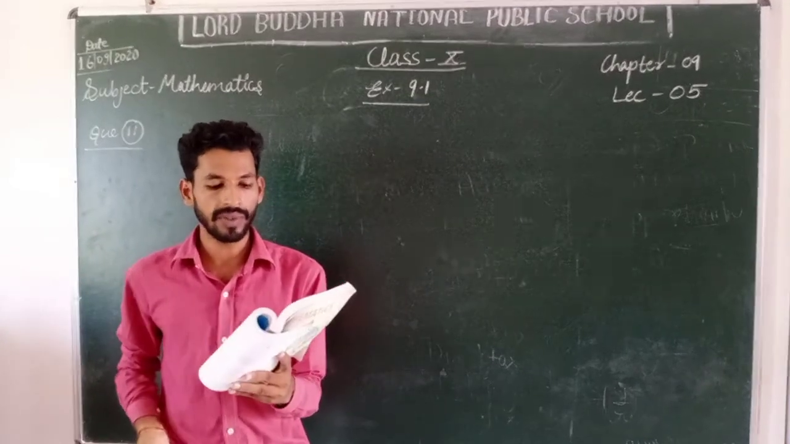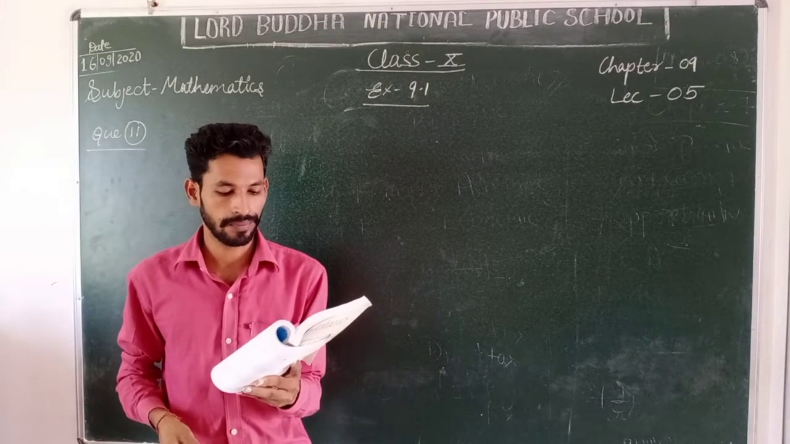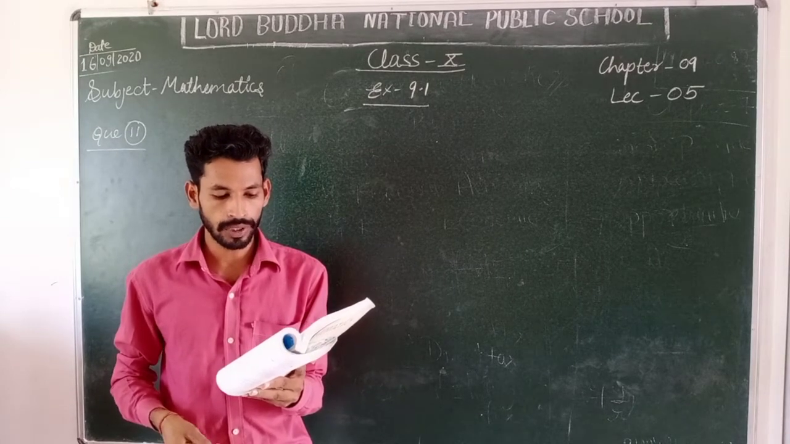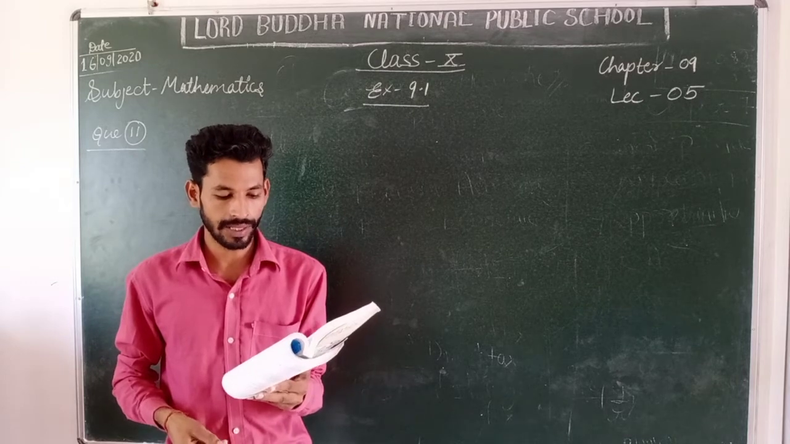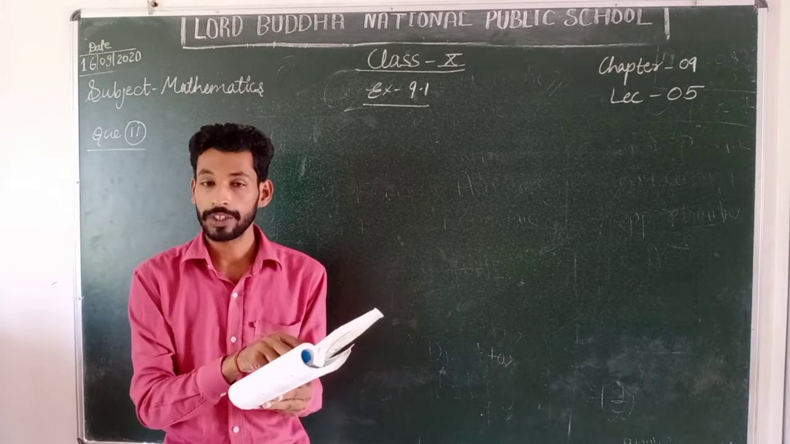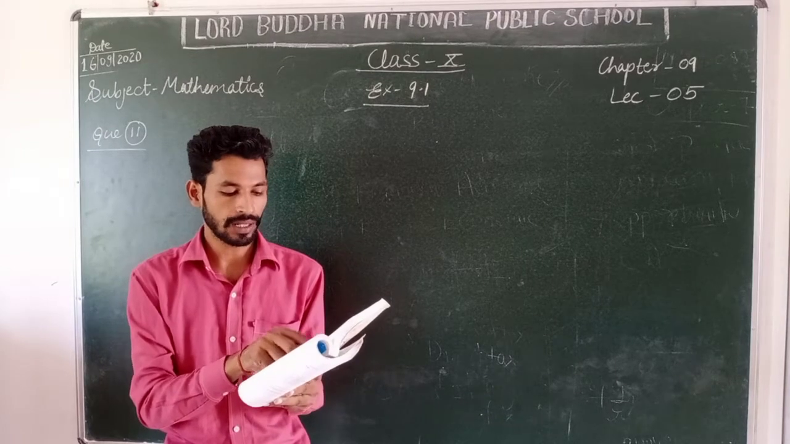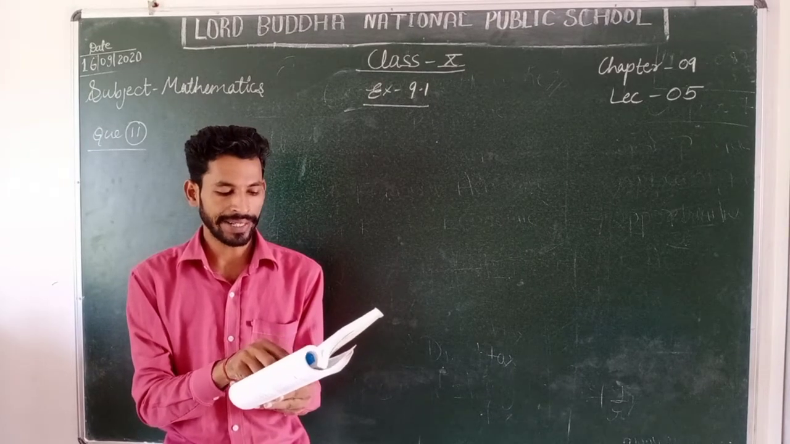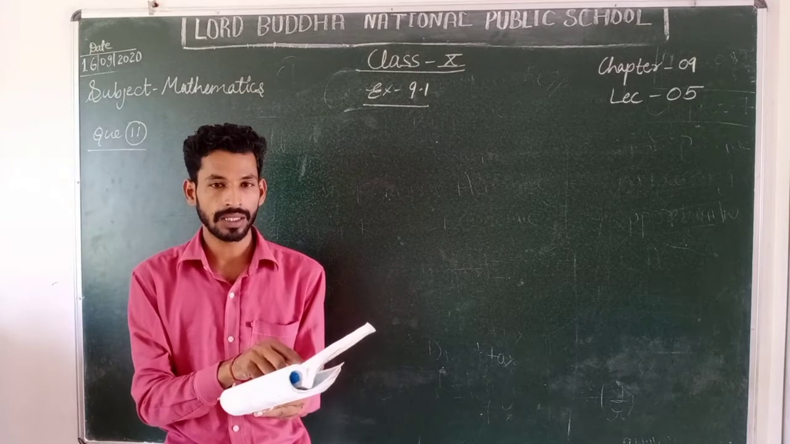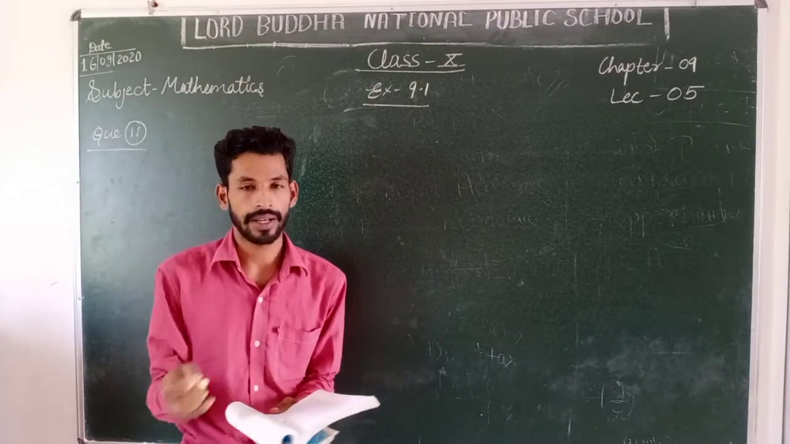Question 11 tells that a TV tower stands vertically on a bank of a canal. From a point on the other bank directly opposite the tower, the angle of elevation of the top of the tower is 60 degrees. From another point 20 meters away from this point on the line joining this point to the foot of the tower, the angle of elevation of the top of the tower is 30 degrees. Find the height of the tower and width of the canal.